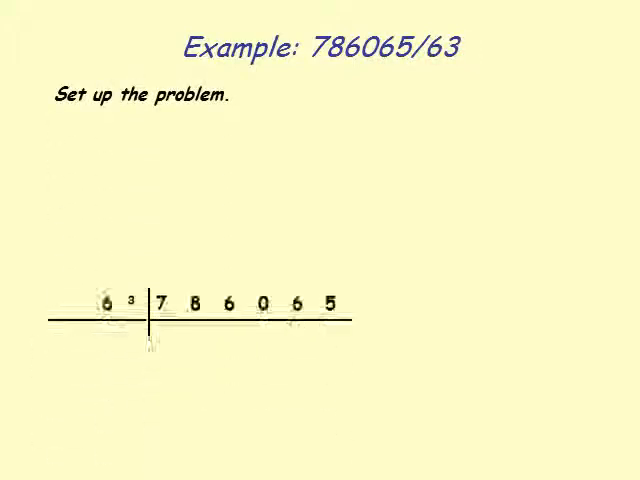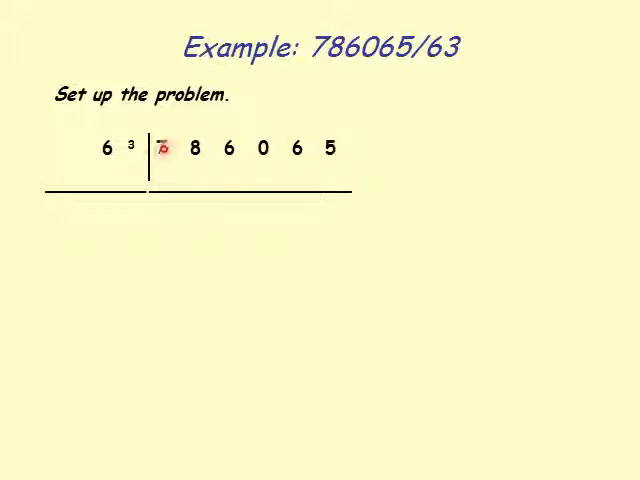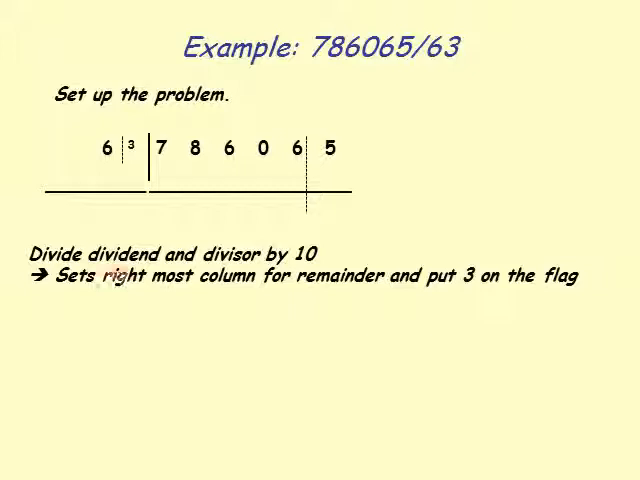Let's continue. For example here, 786065 divided by 63. Set up the problem. That's the dividend here, 786065, and that's my divisor, 6 and 3. First thing we do is divide by 10 both the dividend and divisor. We just did. So we got one column for the remainder out of dividend, and the digit 3 is on the flag. We would ignore that in division. We would just divide by the first digit here, 6. Set up the right column for the remainder and put 3 on the flag.